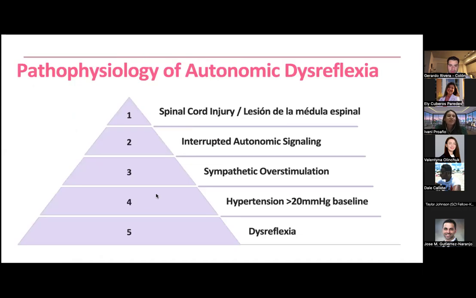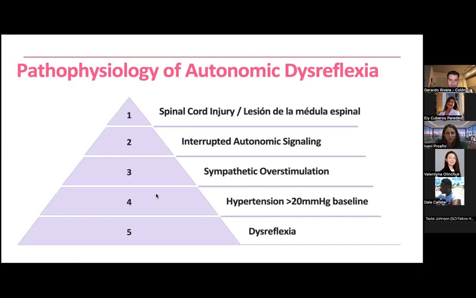These are just some terminologies in Spanish. Let's see. And so we're going to dive into the pathophysiology of autonomic dysreflexia. The first thing that happens is the spinal cord injury, so lesión de la médula espinal. Spinal cord injury is lesión, so lesión de la médula espinal.